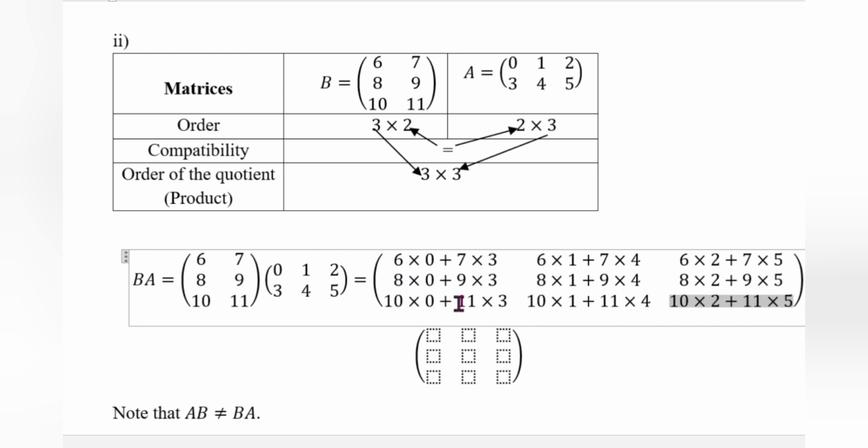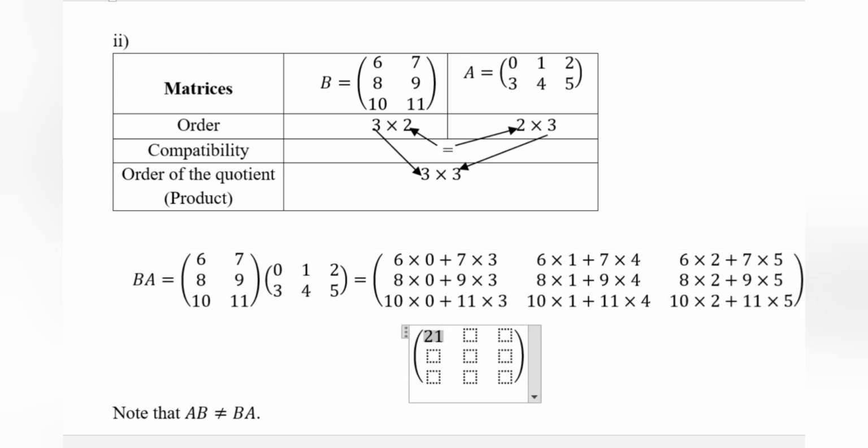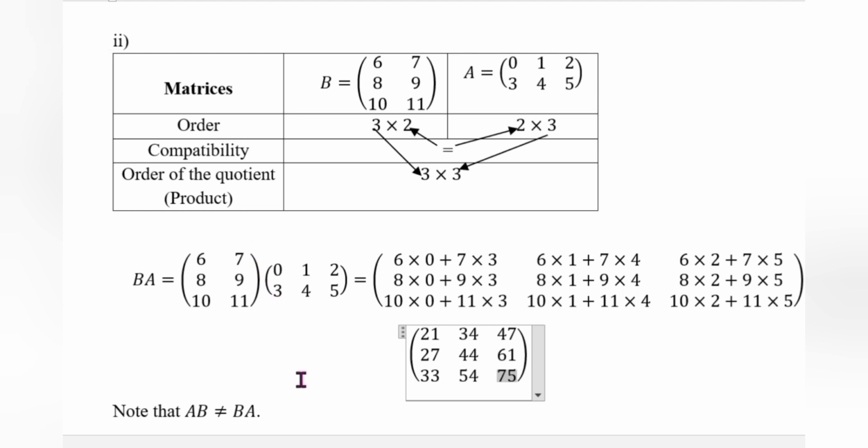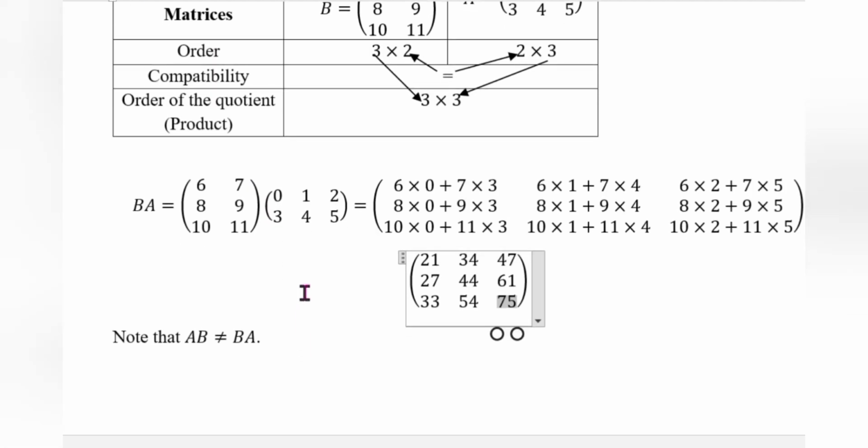So if you simplify these values here, you will get the answers being that one for the first one, that one, this one gives us this, and then this one will give us that, then this one will give us the element here, and then the rest will also be gotten in a similar manner like that. So that is how you multiply matrices, and specifically that's how we do BA.